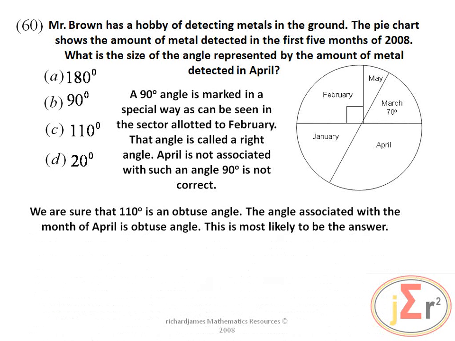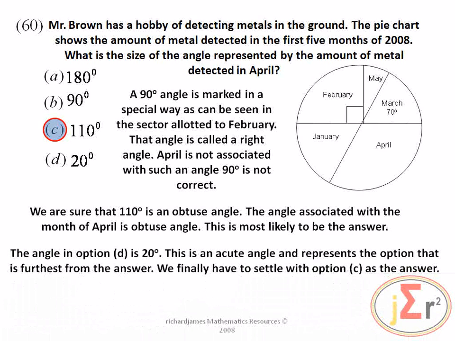We are sure that 110 degrees is an obtuse angle. The angle associated with the month of April is also an obtuse angle. This is most likely to be the answer. The angle in option D is 20 degrees. This is an acute angle and represents the option that is furthest from the answer. We finally have to settle with option C as the answer.